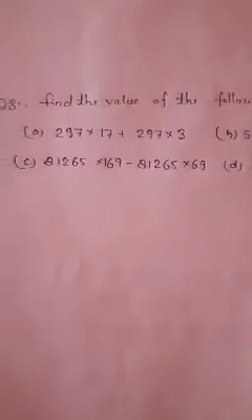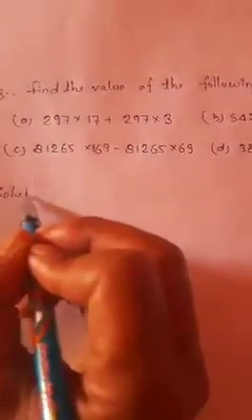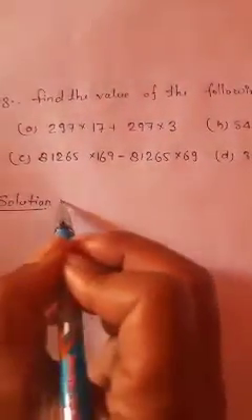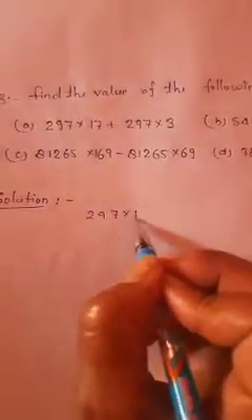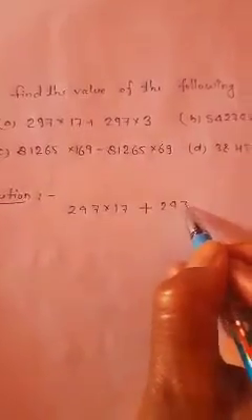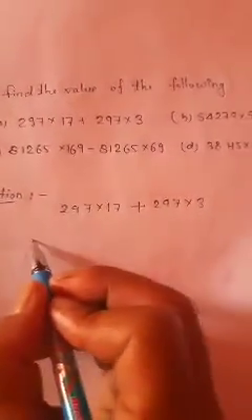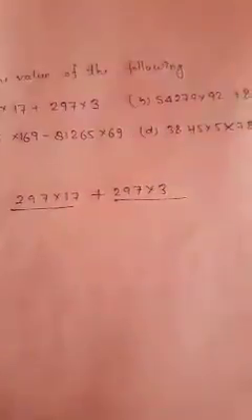Now come to question number 3. Find the values of the following. Here also I will tell you a few and you will solve the remaining yourself. The first question here is 297 into 17 plus 297 into 3. Here we have two terms, first term, second term.